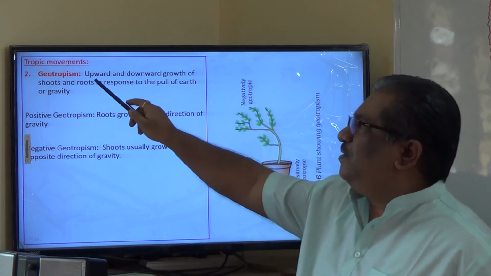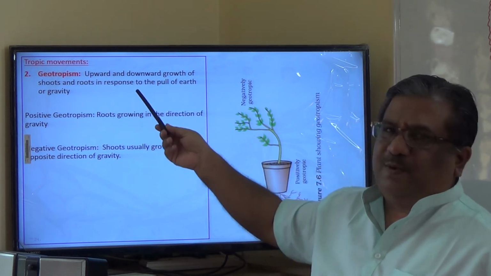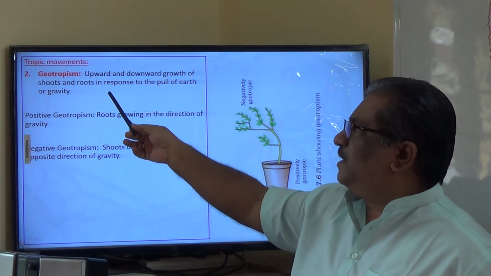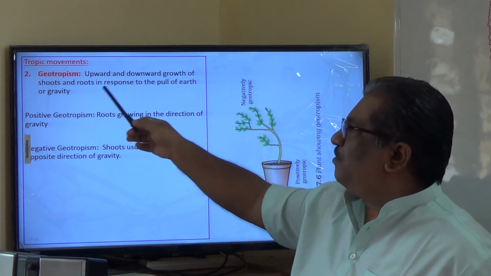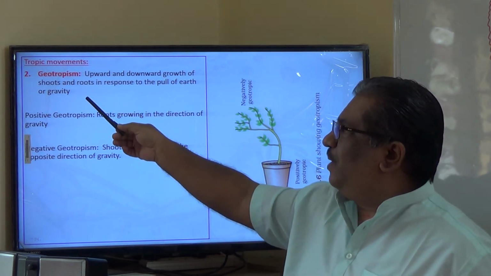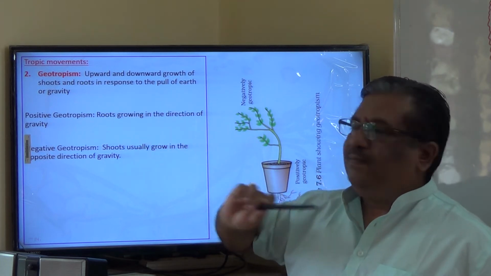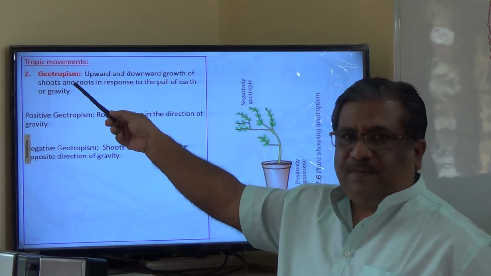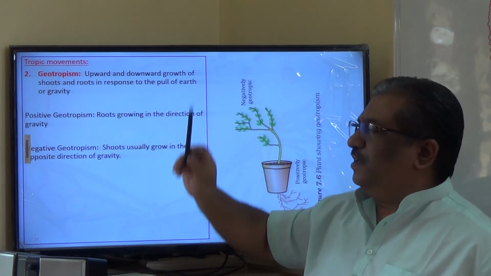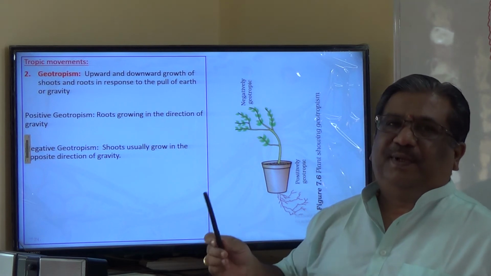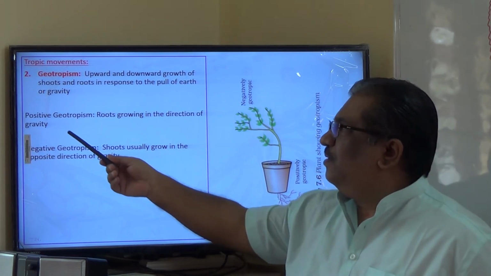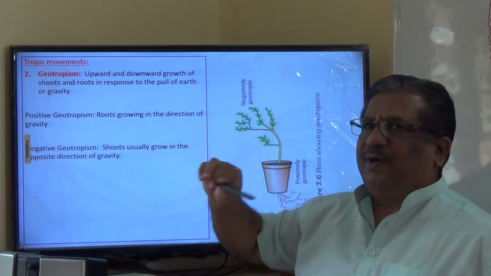So what is geotropism? This is the best way to put the definition of geotropism: upward and downward growth of shoots and roots in response to the pull of the earth or gravity is called geotropism. Upward growth of shoots and downward growth of roots in response to the pull of the earth or gravity is called geotropism. This is better than what I have written. Okay, that's fine. And here, what is the mechanism?